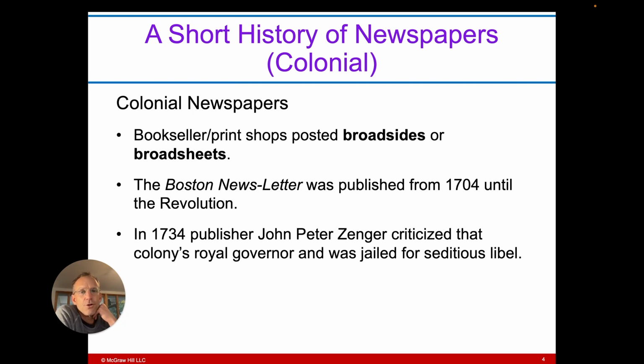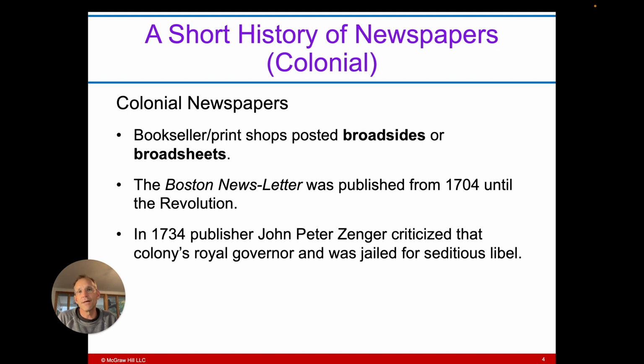Now, the Boston Newsletter was published from 1704 until the Revolution. And in 1734, publisher John Peter Zenger criticized the colony's royal governor and was jailed for seditious libel. Now, if you've had journalism class, you know one of the court cases that we do go over is the trial of John Peter Zenger versus the governor of New York, William Cosby.